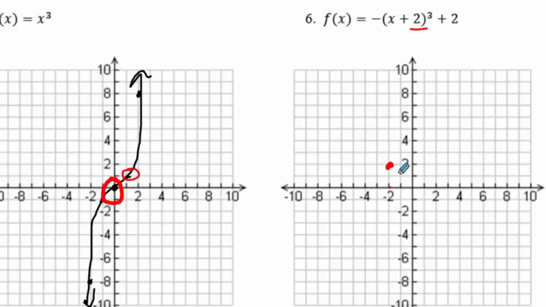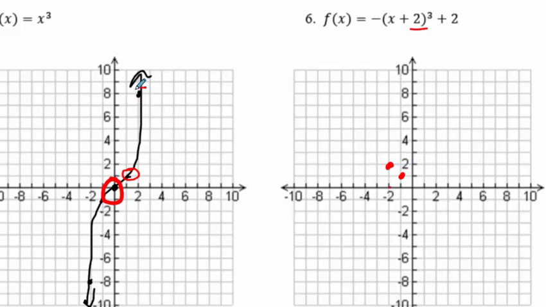The next point was at 1. We're moving it over 2. It was at 1, and we've got to multiply it by a negative, so it becomes negative 1. And then move it up 2. 1, 2. So it becomes right there.